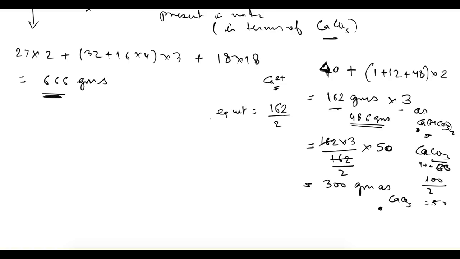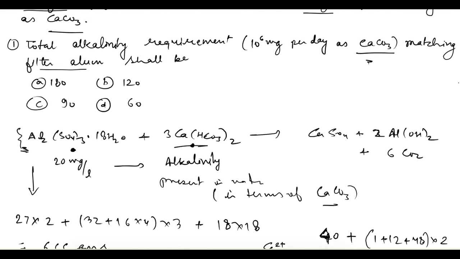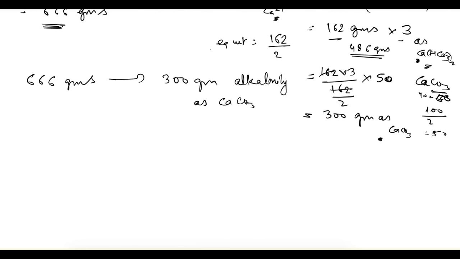This is just the conversion. So now we can directly say that 666 grams of alum is reacting with 300 grams of alkalinity as CaCO3, because the answer we have to obtain is in terms of CaCO3. Now let's find out: for 1 gram of alum we would require 300 by 666 grams of alkalinity.